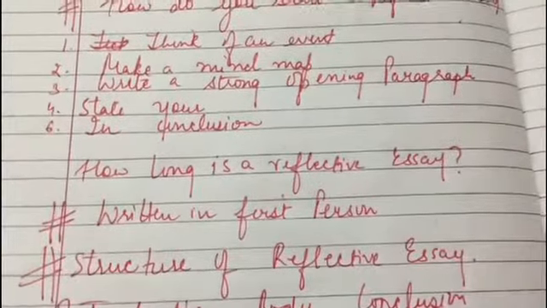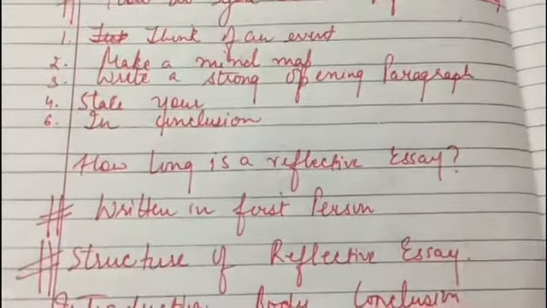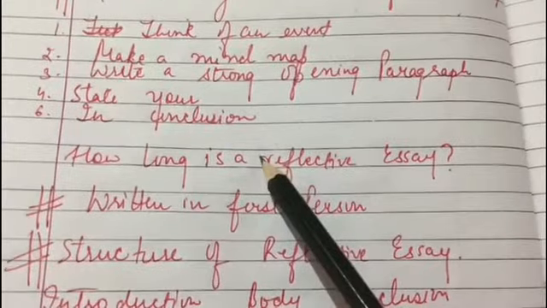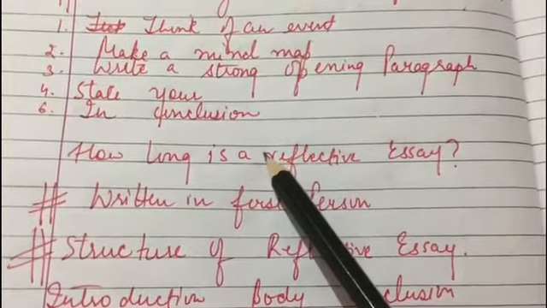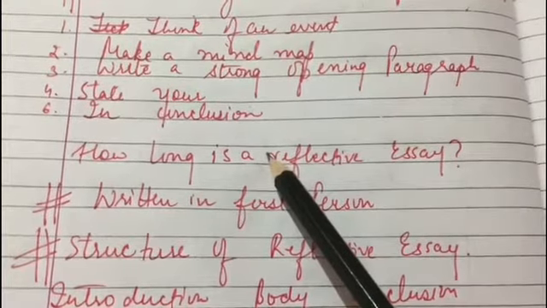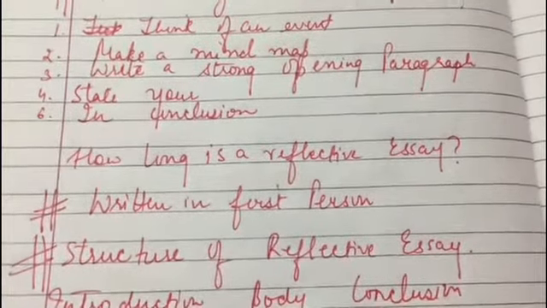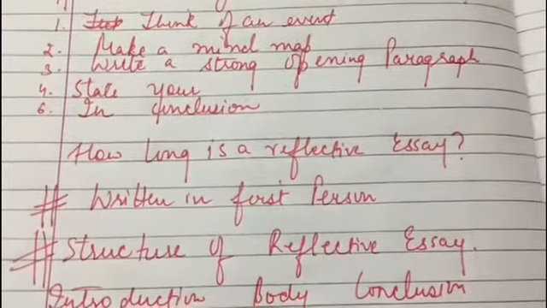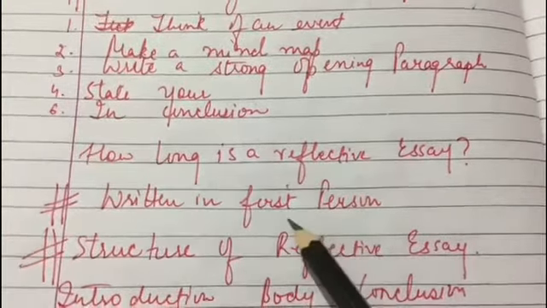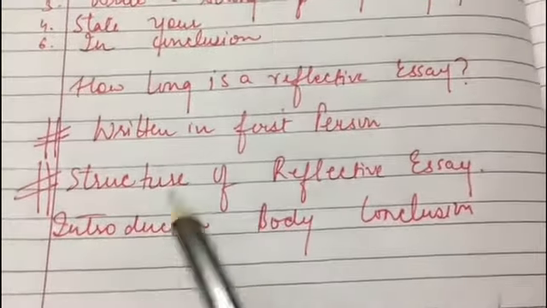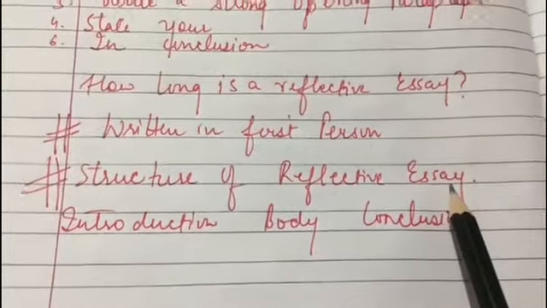Next is, how long is a reflective essay? You have to keep your story bright, but short. Usually this work should be around 300 to 700 words long. Next is writing in first person. Your reflective essay should always be written in first person. Next is the structure of a reflective essay, right?